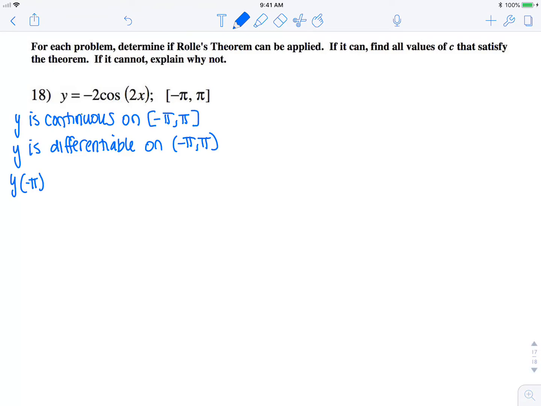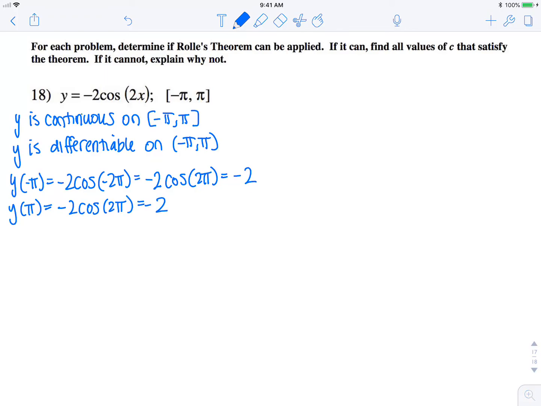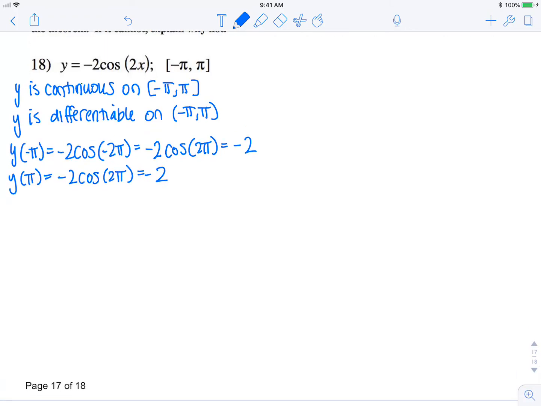So y of negative pi is negative 2 cosine of negative 2 pi. Remember, cosine is an even trig function, cosine and secant, so that's negative 2 cosine of 2 pi, which is negative 2. And y of pi is negative 2 cosine of 2 pi, which is negative 2. So we have shown that y of negative pi equals y of pi.